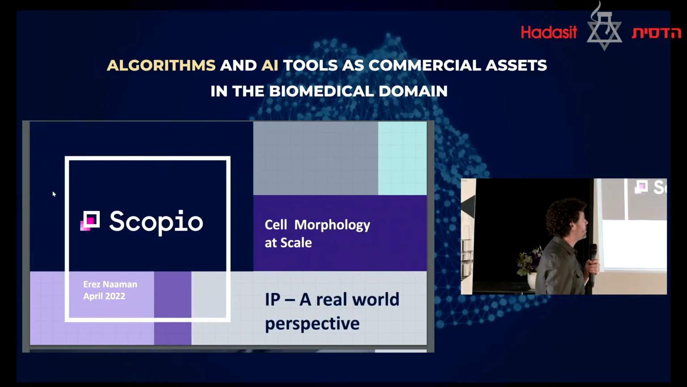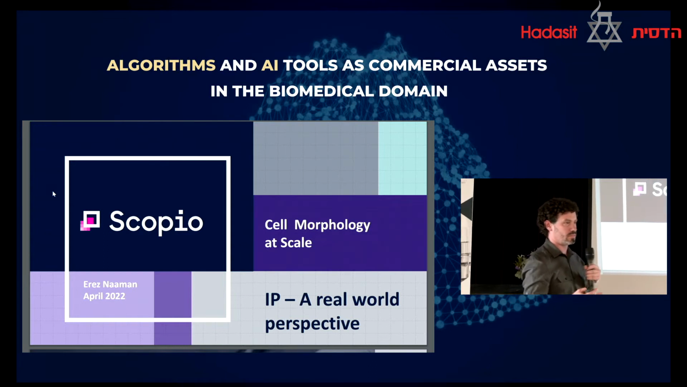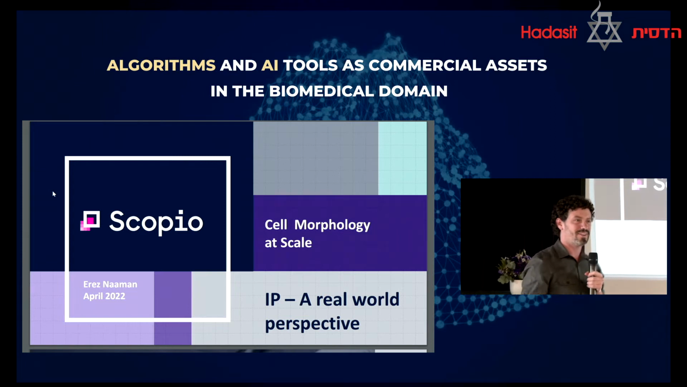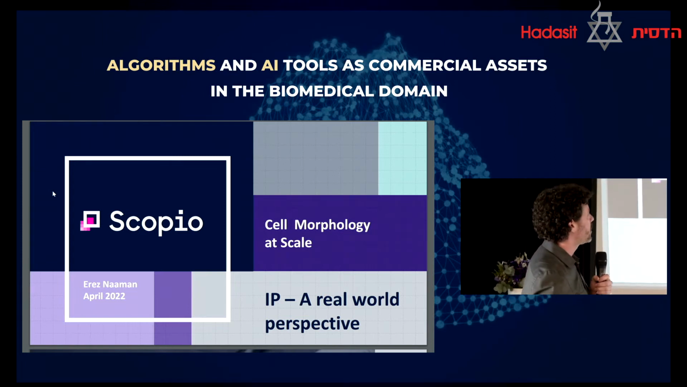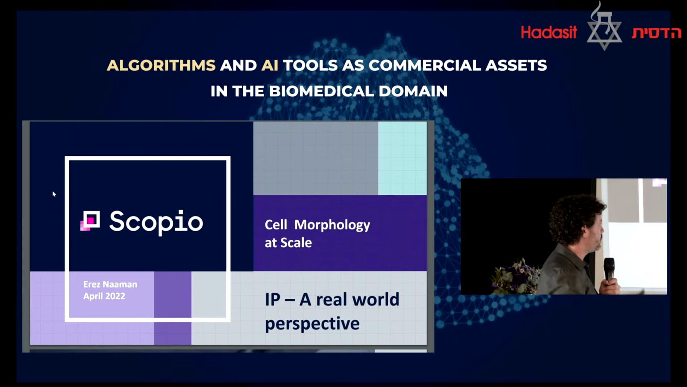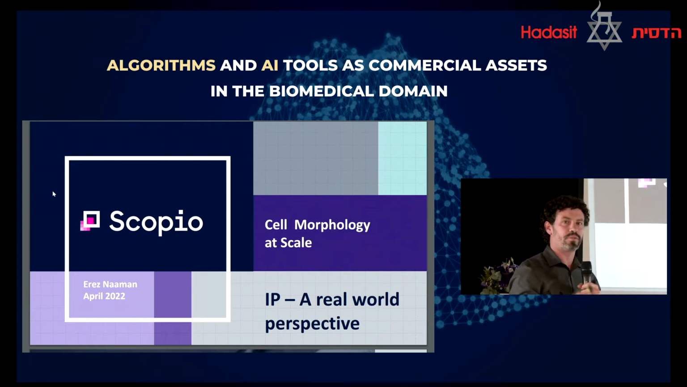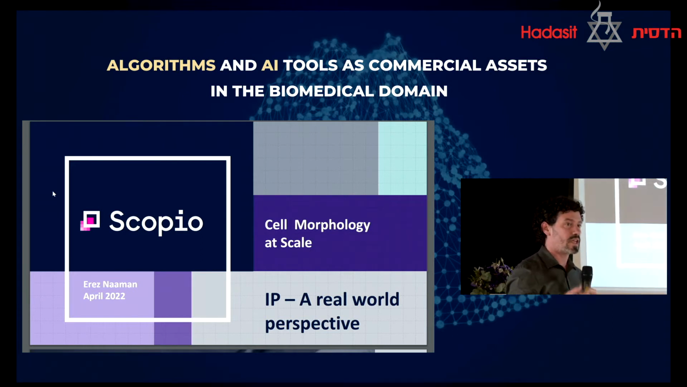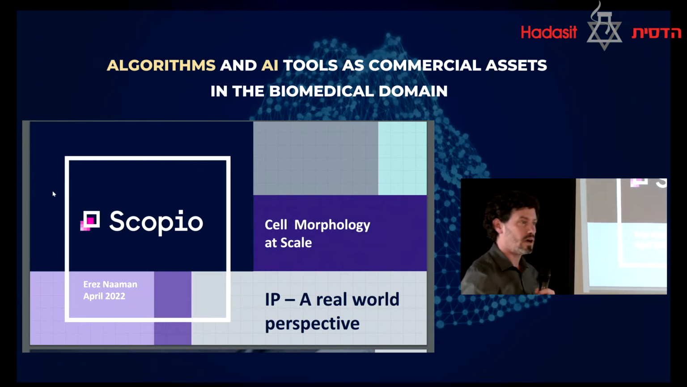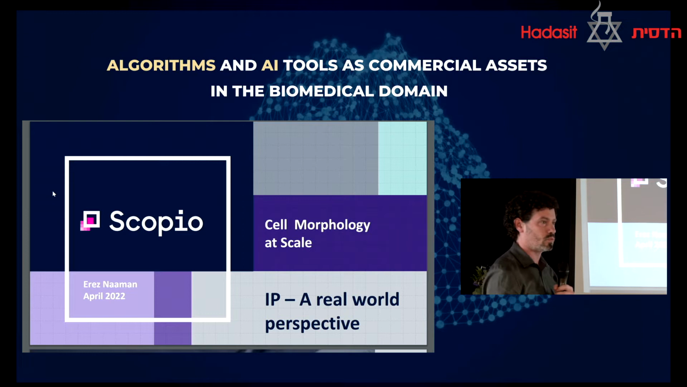So at Scopio, first I'll take 2 minutes to explain what we do because otherwise you won't understand why we do what we do with IP. And I'll talk about how we do things. At Scopio, we developed a technology that enables you to scan and analyze microscopic samples at the highest resolution in the world. And with this, we're basically the platform for analysis of cell morphology at scale.